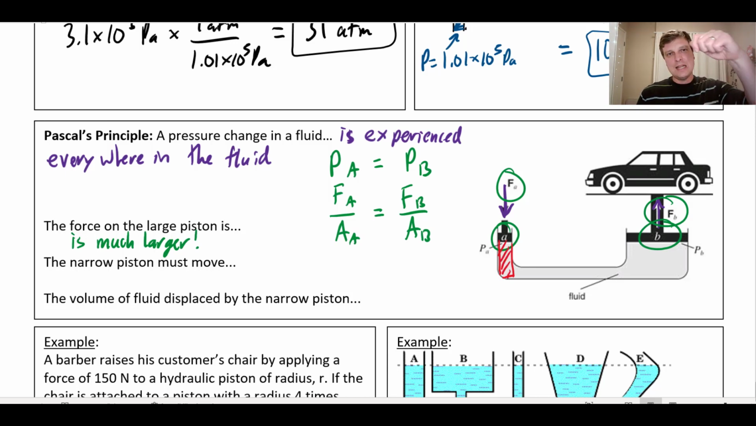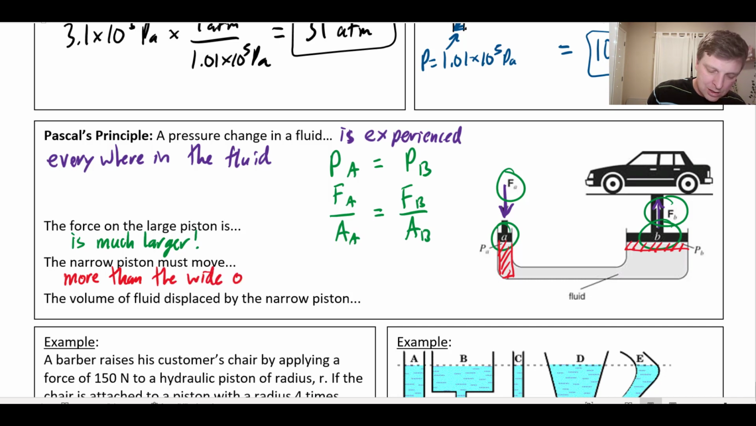Imagine that I compress piston A down so that I move this little red chunk of fluid here. Well, when it transfers over to the other side, it's going to correspond to something like this. It's the same volume of fluid because it's not compressible, but because it's spread out over a larger piston, it's going to correspond to a much smaller height. So even though we can exert a larger force on the car, the narrow piston must move more than the wide one, because the volume of fluid displaced by the two pistons must be equal. So the volume must stay the same, because we're dealing with a non-compressible fluid.